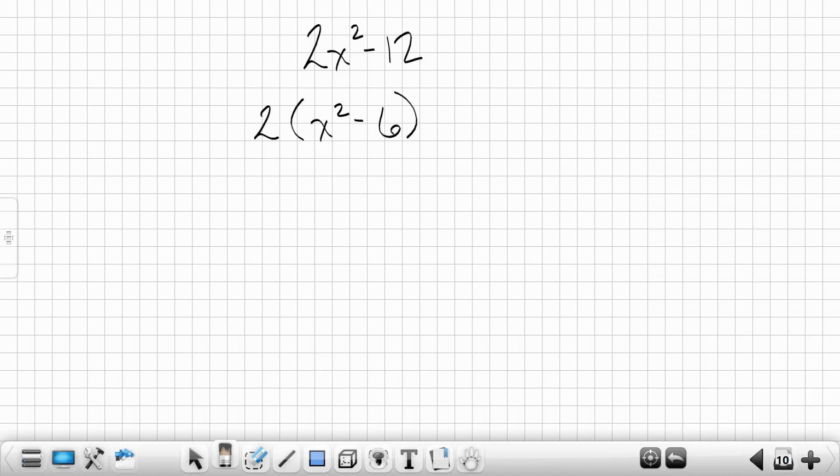And we could double check really quick. 2 times x squared is 2x squared. 2 times negative 6 is negative 12. Fantastic. This is when we factor a single item out of a polynomial. So out of the next one, Raymond, what do we have?